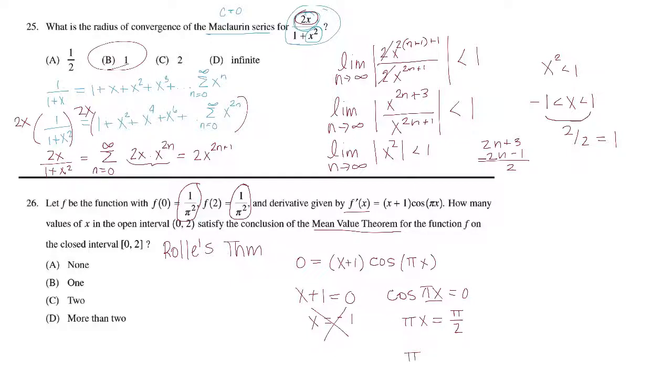So pi x would then also have to be pi over 2 and 3 pi over 2. And notice right away those pi's cancel out. So we have 1/2 and we have 3/2. So there should be two values where this is going to happen. And so that's going to be answer choice C.